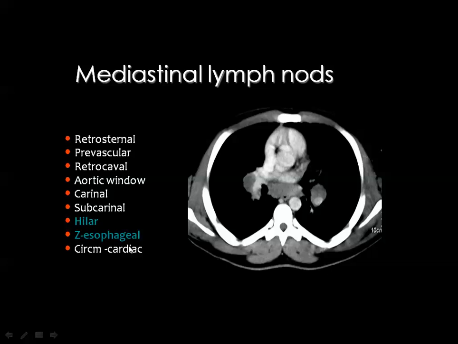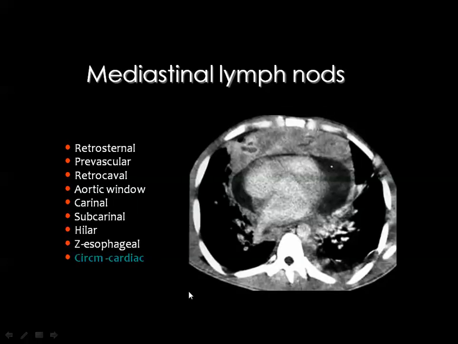The posterior mediastinal group, which is related to the esophagus and the azygos vein, is known as the azygoesophageal group of lymph nodes. And finally, the group around the pericardium is known as the circumcardiac lymph nodes. This group of lymph nodes is intimately related to the diagnosis of non-Hodgkin lymphoma, whether you are dealing with a child or an adult, and frequently these lymph nodes are associated with pericardial effusion.